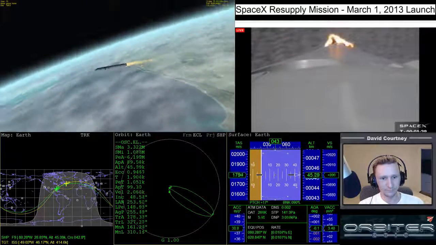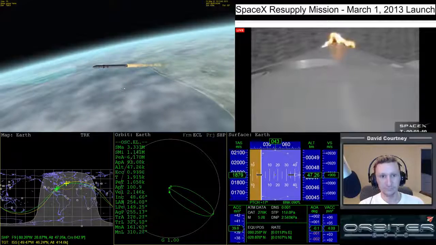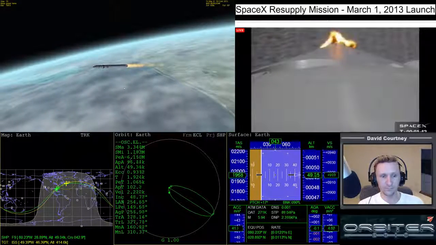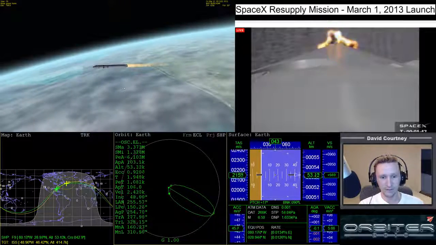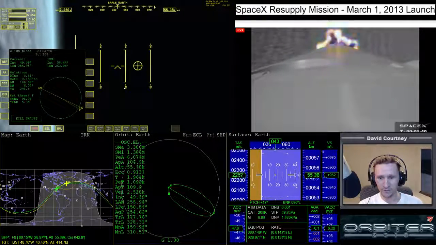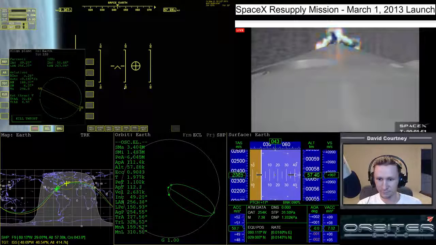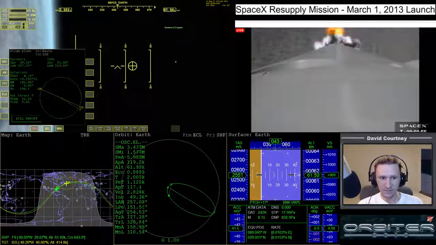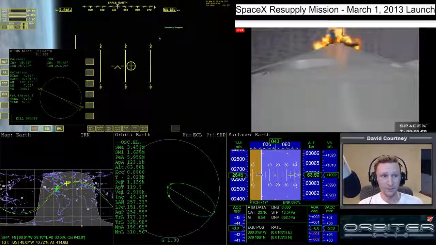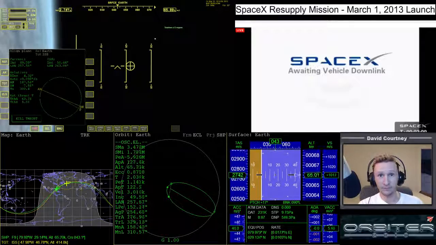Second stage has started engine chill. And remember, this is all autopilot. I'm not doing any control here. I'm just pressing F1 back and forth between the internal and external. Shutdown of 2 engines. So we should have lost a little bit of thrust, I believe.